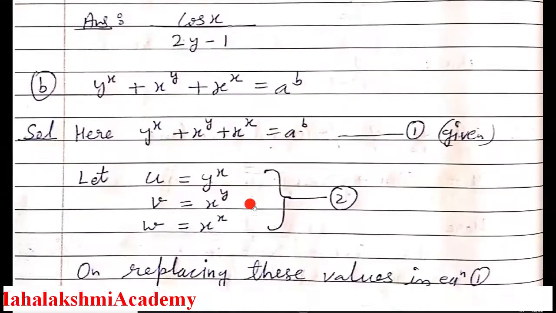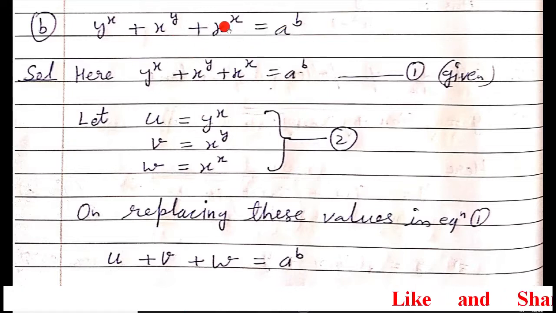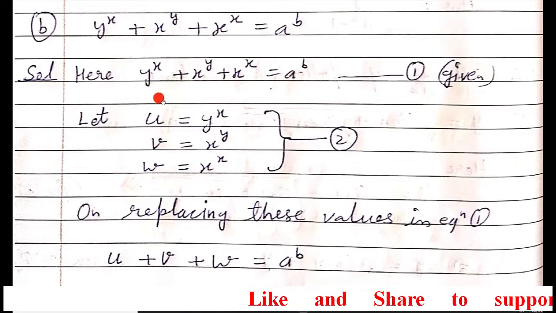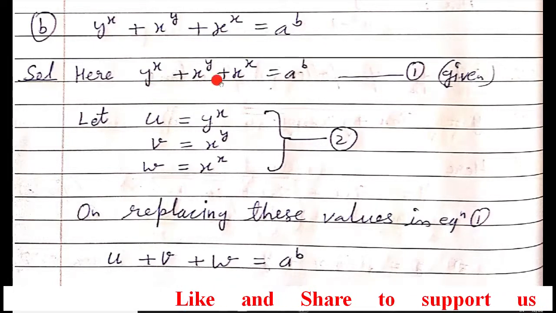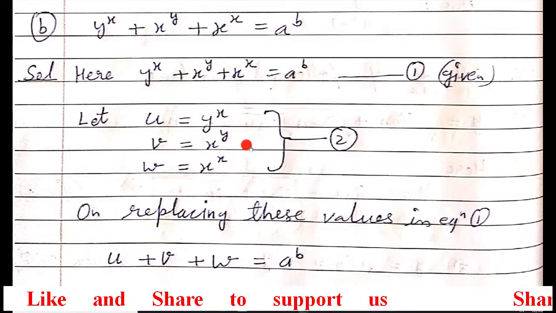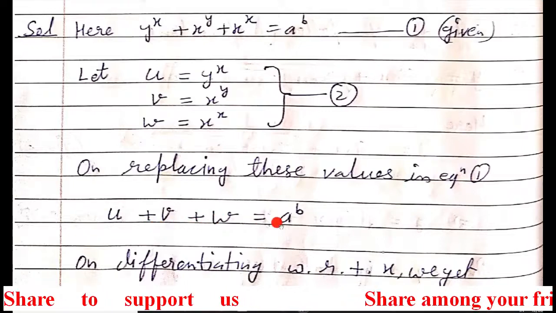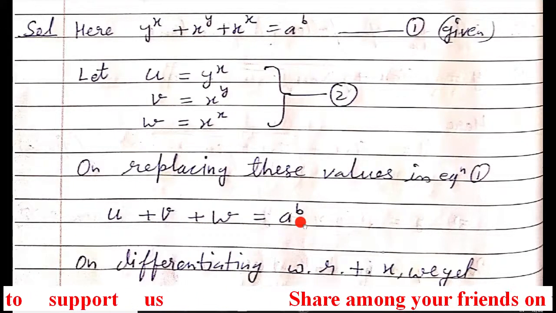Now we'll start the B part of question number 10. And here you can see that there are many functions, first function, second, third, and all are implicit functions. So together we cannot solve them. So assume them as u, v, w or any other alphabet, and do this substitution in equation 1. That will give you: u plus v plus w is equal to a to the power b.